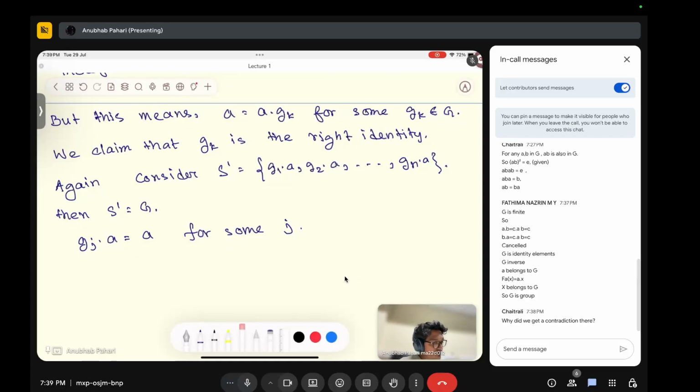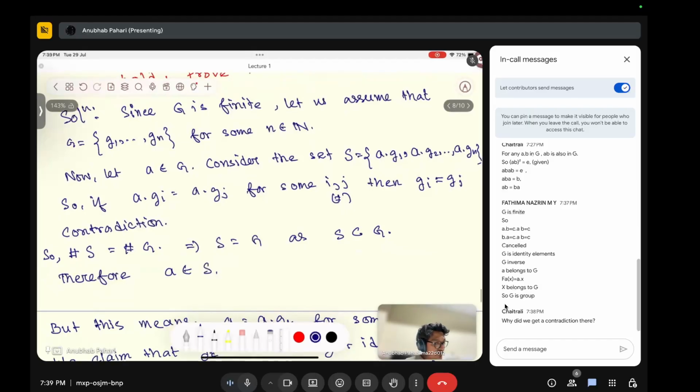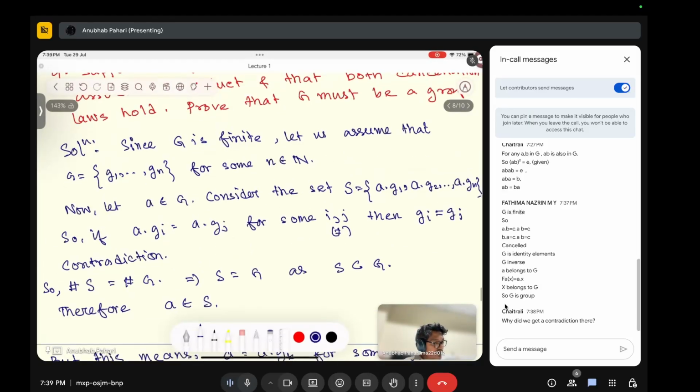Okay, just do it another way. Why did we get a contradiction here? Okay, fair question. What we have shown is that every element of this set is distinct, right?